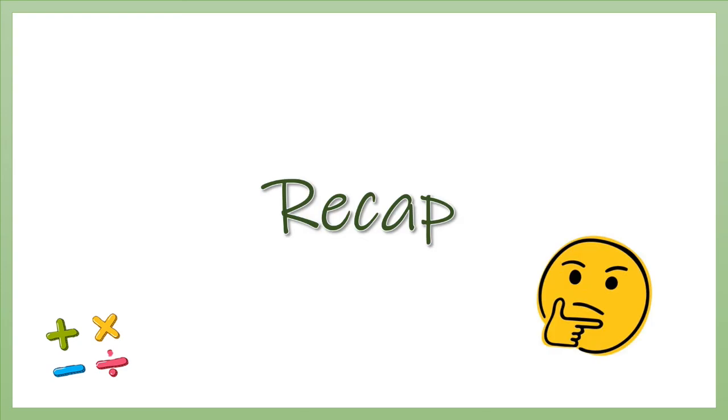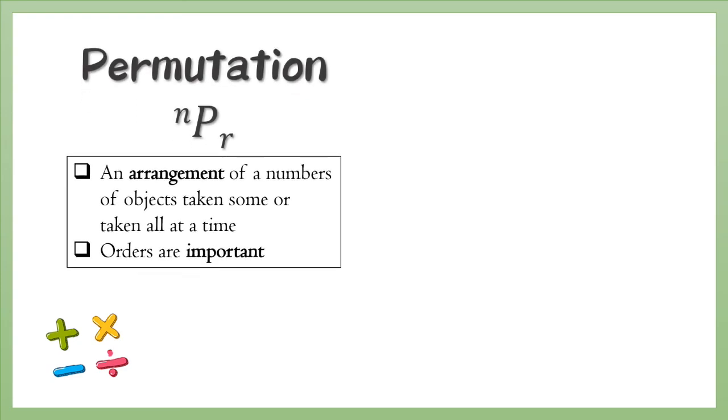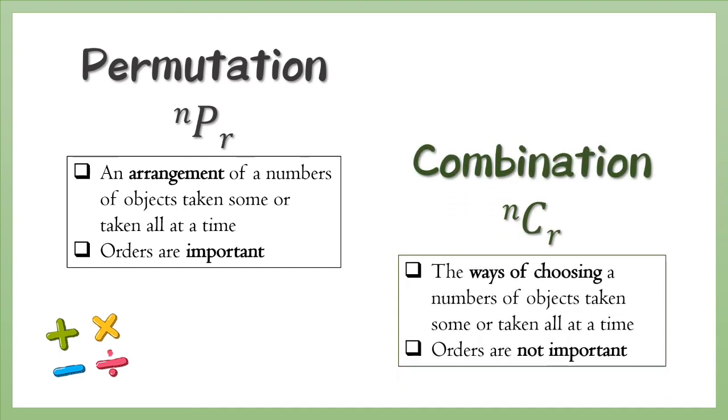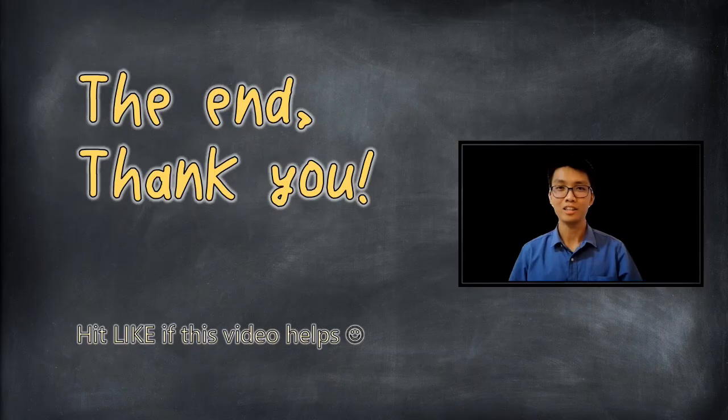From the examples just now, we understand what permutation and combinations are. Let's recap what we have learned. Permutation is related to arranging some objects, so the orders are important. Combination is related to choosing some objects, where orders are not important. This video is about some basic concepts on permutation and combination. Later on, we will learn how to use the formula for them. Stay tuned!